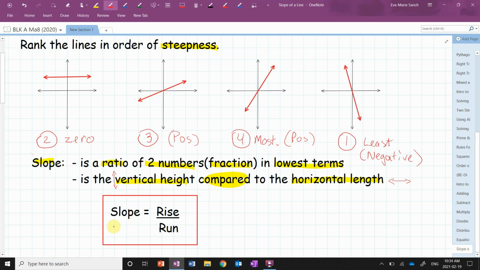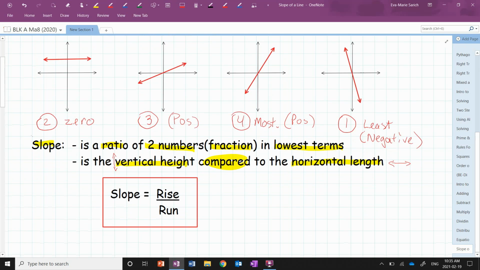So we often use this formula here to display slope. So we say slope is equal to the rise. So the rise can either go up or down. And it is the run which goes horizontal. Okay, so we use 2 numbers. How much does it go up or down? That's our rise. And how much does it run going across from left to right? Okay.